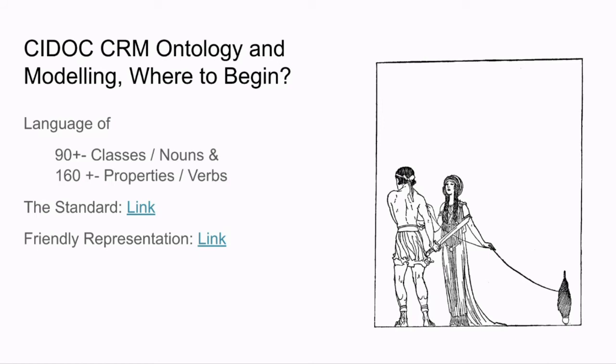CIDOC CRM is this ontology. It has 90 plus or minus classes, 160 plus or minus properties, and so it has a reputation of being complicated to understand. And so then there has to be some sort of approach to that. And the first thing I like to say is that it is trying to be a mini formalized language. It's the scope of this ontology.